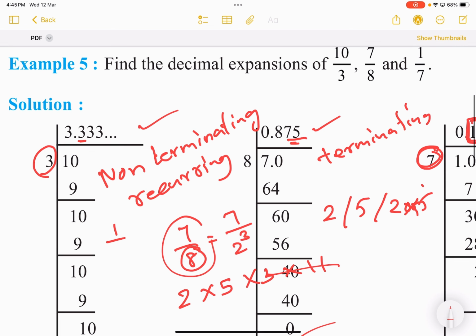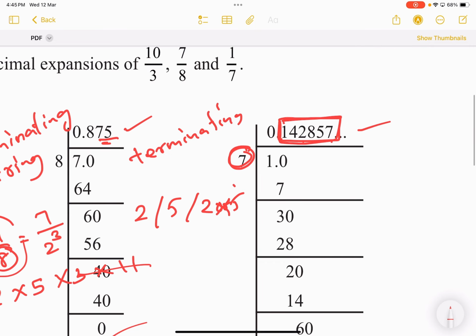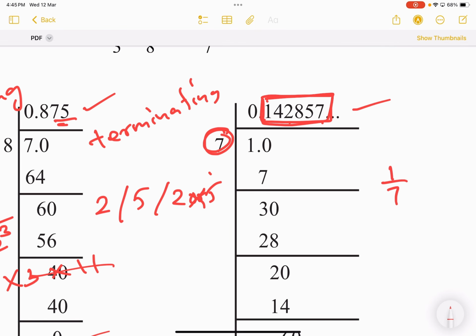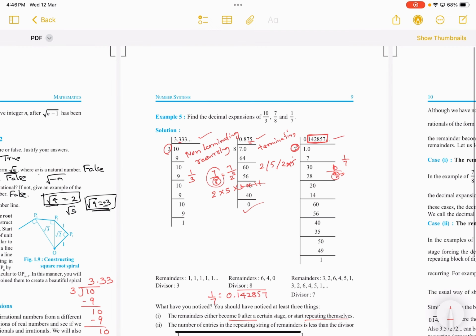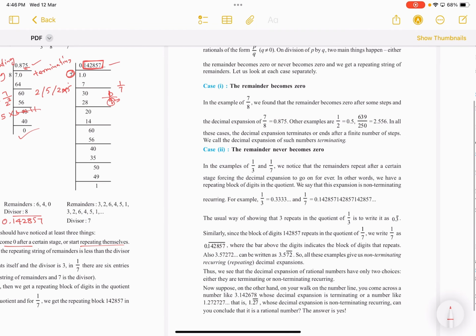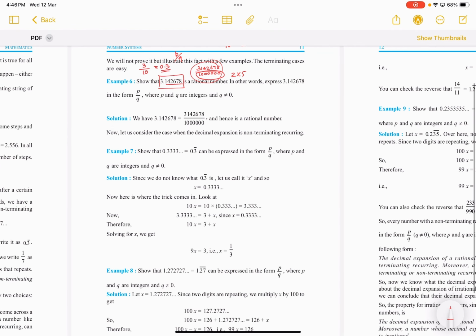Look at 1 by 3. The denominator is 3, not 2 or 5, so it is non-terminating. Here also it is 1 by 7. It is not 2 or 5, so it is non-terminating. So instead of dividing the whole thing, just by prime factorizing the denominator Q, you can identify whether it is terminating or non-terminating. For your information, that is your 10th standard portion, first chapter. Anyway, that is just extra information for you.